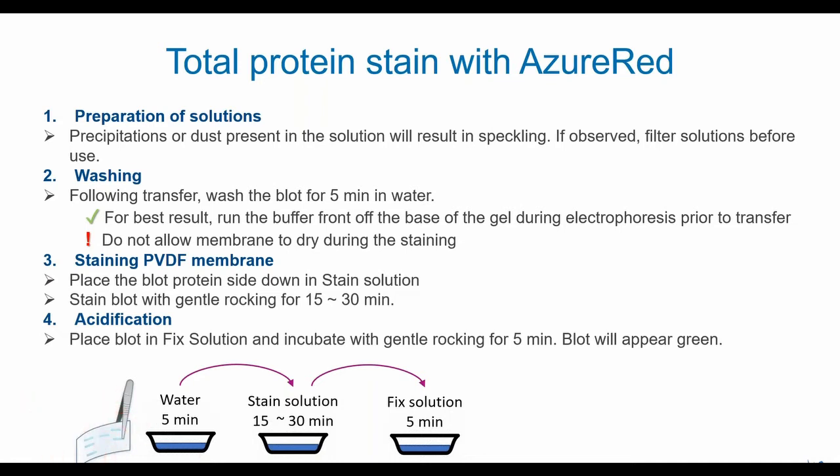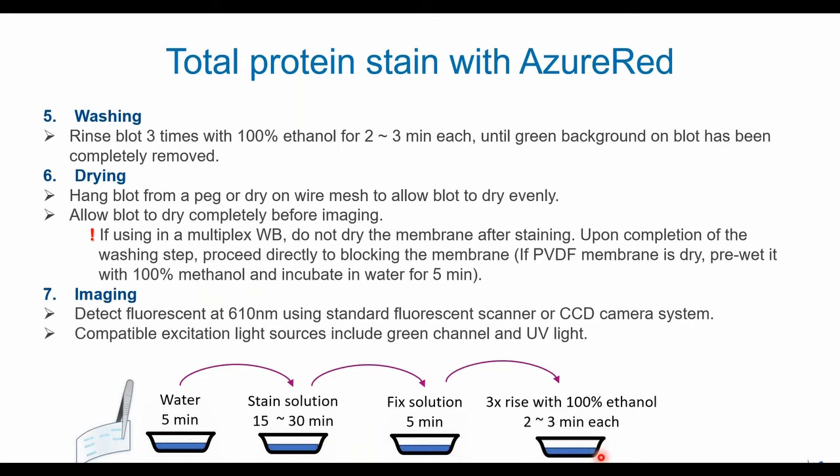Okay, and one key note here is do not allow the membrane to dry during the staining, just like our usual Western blot. Then we stain the PVDF membrane in the stain solution with gentle rocking, then fix the solution with acidification with gentle rocking. So the blot will now appear as a green colored blot. Then you need to wash off the excess dye from the blot with 100% ethanol until the green background is completely removed.